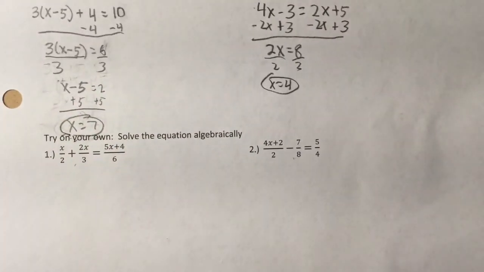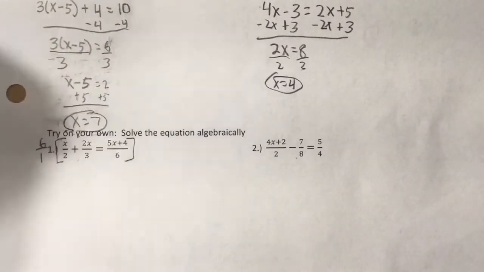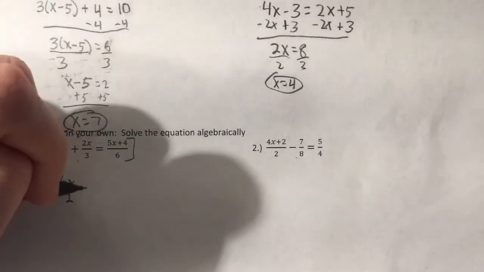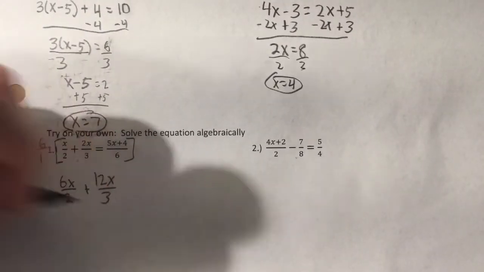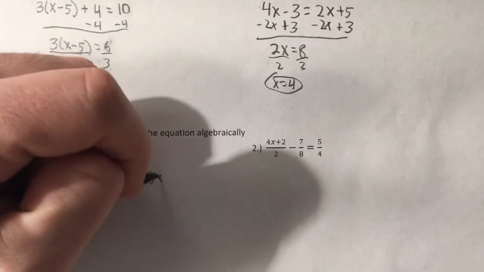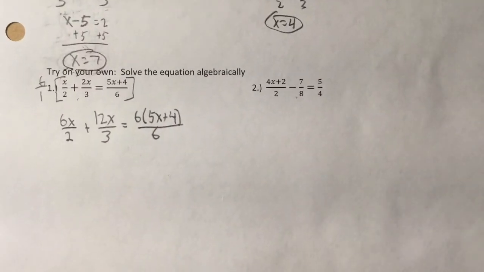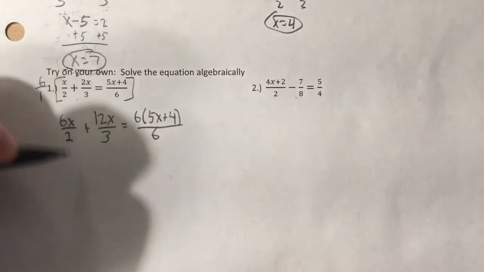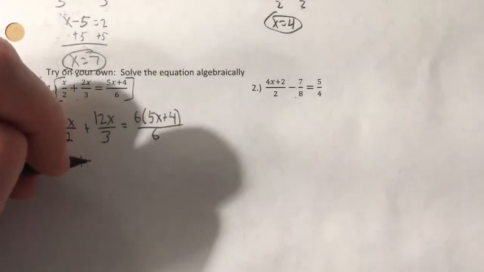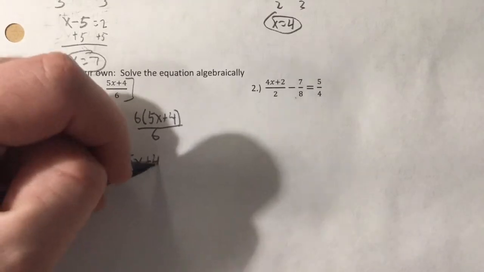All right, so for number 1, again, we're going to have a common denominator 6. So I'm multiplying the entire equation by 6 over 1. So that would give me 6x divided by 2 plus 12x divided by 3 equals 6 times the quantity of 5x plus 4 all divided by 6. Again, what we should be able to do now is just divide. Here comes the magic. 6x divided by 2 is 3x plus 12x divided by 3 is 4x. The 6's cancel. We're left with just 5x plus 4.